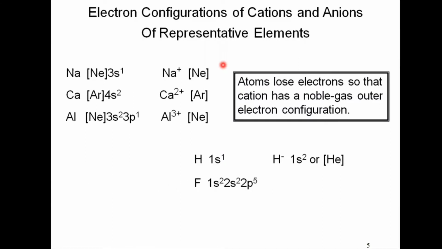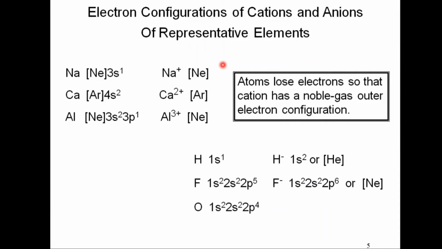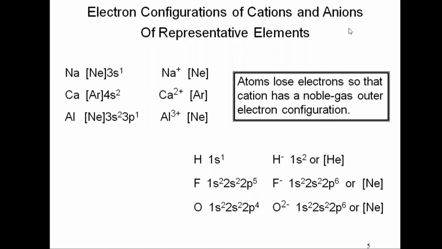Fluorine has 1s2, 2s2, 2p5. It has 1 electron less than the octet. So it tends to gain 1 electron, and its configuration as F negative is now equal to neon. Oxygen has 1s2, 2s2, 2p4. So you can say that oxygen gains 2 electrons to get the electronic configuration of neon, and it will now have 1s2, 2s2, 2p6, and its charge will be O2 negative.